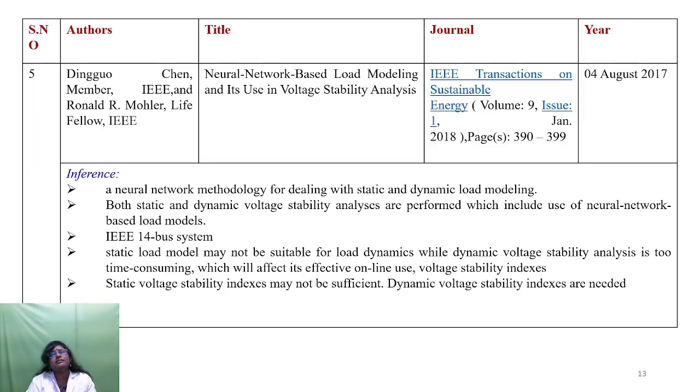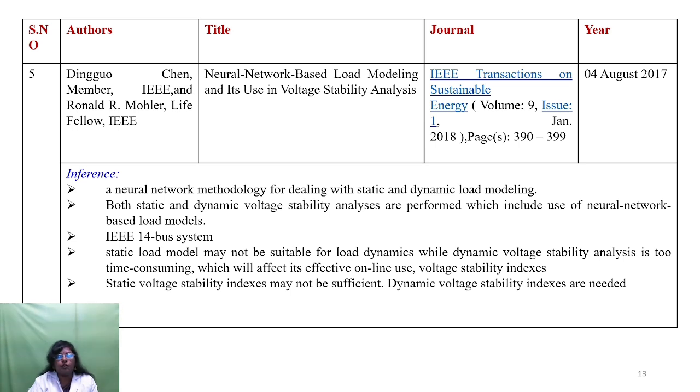Next, here they are using neural network based load modeling, used in voltage stability analysis. This paper is published in the year 2017, and the journal is IEEE Transactions on Sustainable Energy. So here they are using the IEEE 14 bus system. Both static and dynamic voltage stability analyses are performed with the use of a neural network methodology. The proposed method is a neural network methodology for dealing with static and dynamic load modeling.